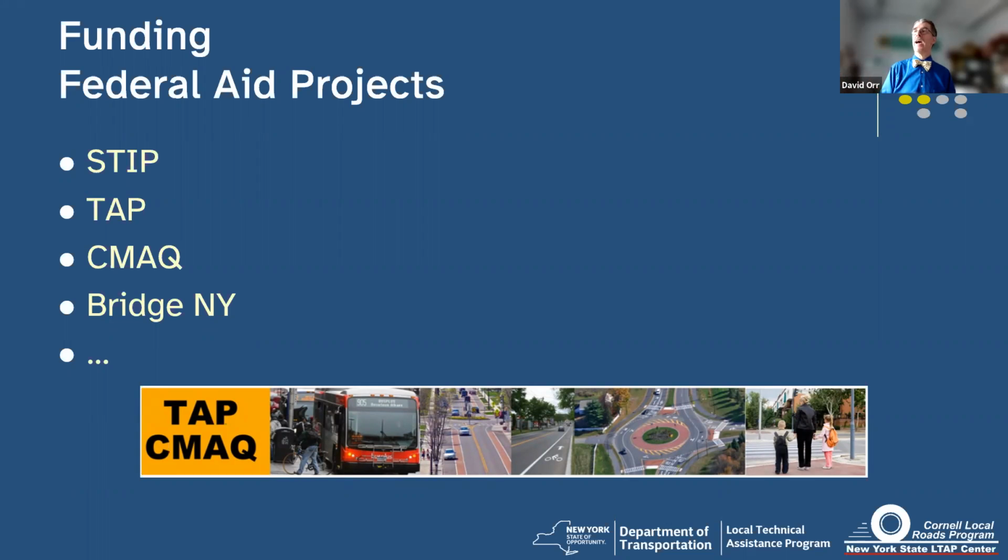But right now there are some TAP grants that are out there or about to be out there, so you may want to read that and go online if you're interested. CMAQ, by the way, is congestion mitigation and air quality improvement. You can imagine it's probably focused more on urban areas, but again, we're looking at environmental air quality issues.